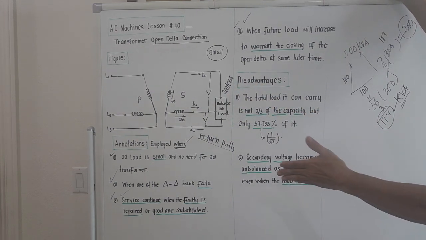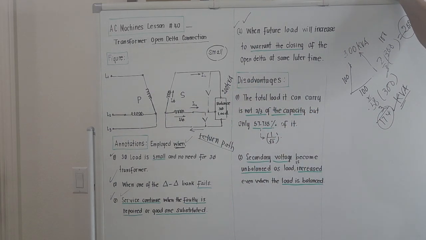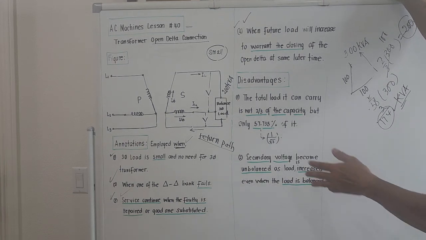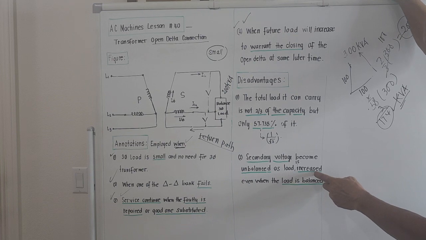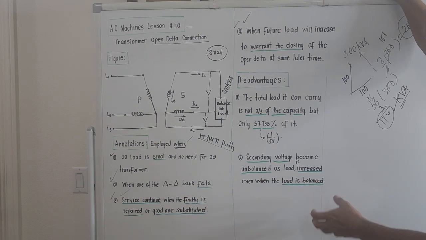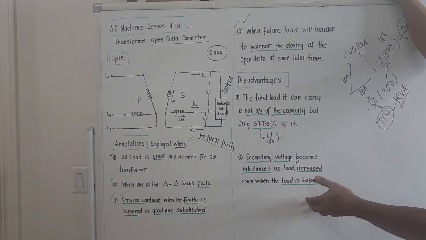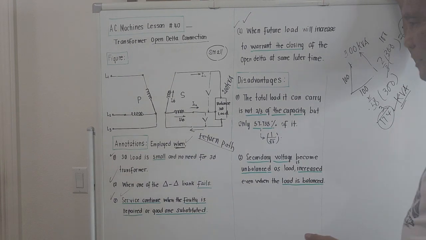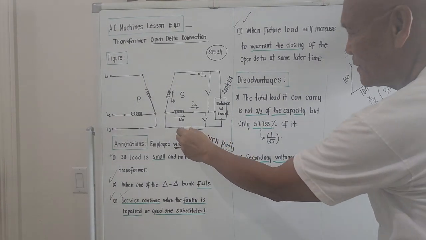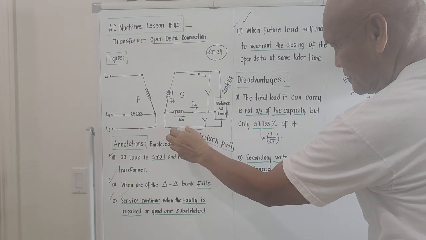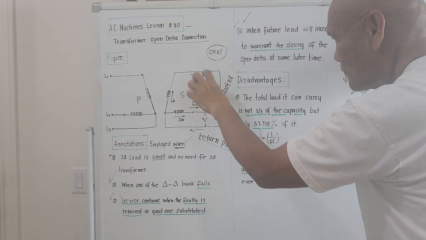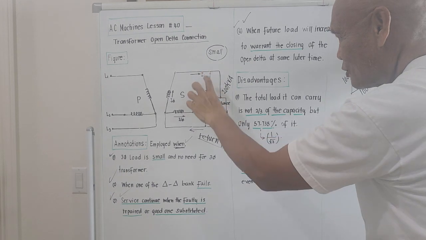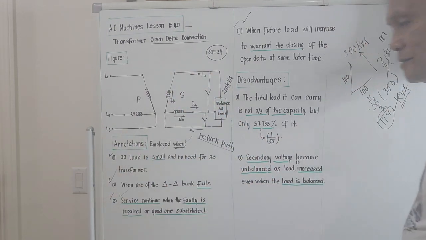Right? And disadvantage number two, the secondary voltage tends to become unbalanced as the load is increased, or even when the load is balanced. Meaning to say, since there is no winding on the third line, of course the voltage here is different from the voltage here. So if they are different, they are unbalanced.